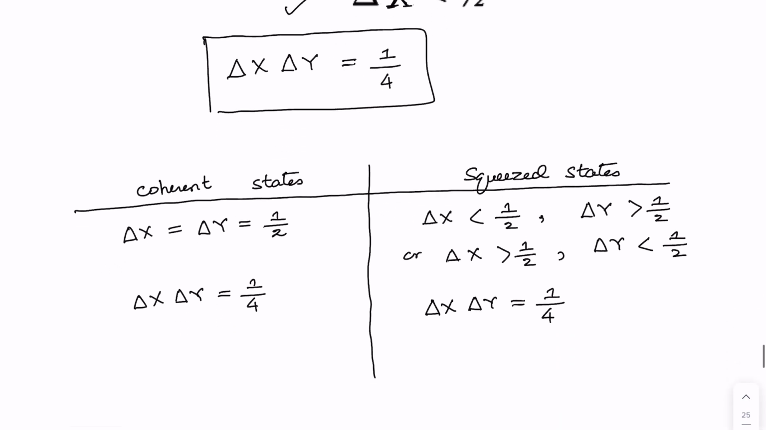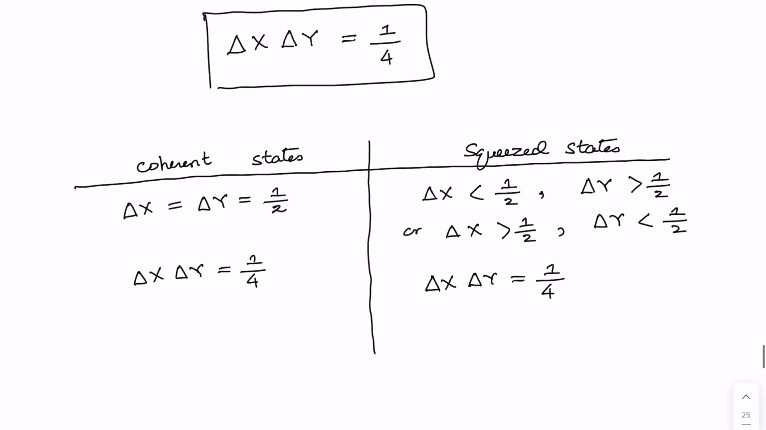If you compare that with the case of the coherent state, in the coherent state both the uncertainty in the x quadrature and in the y quadrature were equal, and they were equal to half. But in the case of the squeezed state, the x quadrature uncertainty is less than half and the y quadrature uncertainty is greater than half, right? Or you can also have a situation where the x quadrature is enhanced but the y quadrature is getting squeezed.